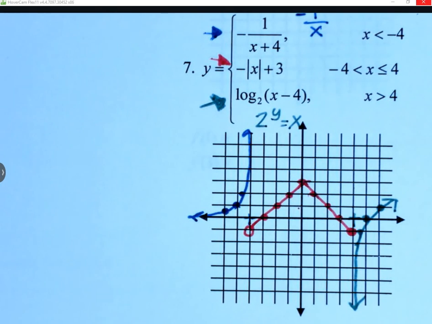Thank you all for being awesome and patient with me when I make all those sign mistakes.